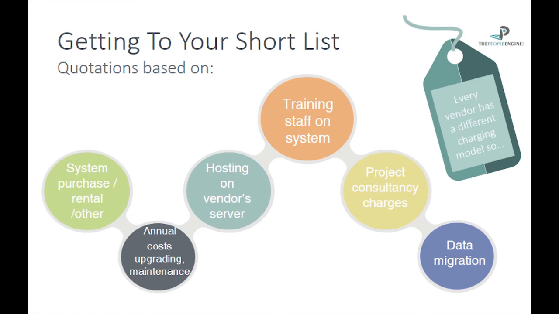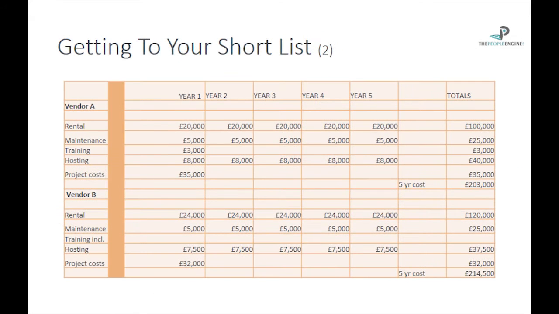So here you'll see I've just compared 2 vendors, a very simple example. I've drawn the costs out over 5 years, the totals across on the right, various elements: rental, maintenance, training, hosting, and project costs. As you can see, vendor B is not charging for the training, that's included in the cost, and so on. So when we come down to it, the 5-year cost of your software is $203,000 for vendor A, $214,000 for vendor B.